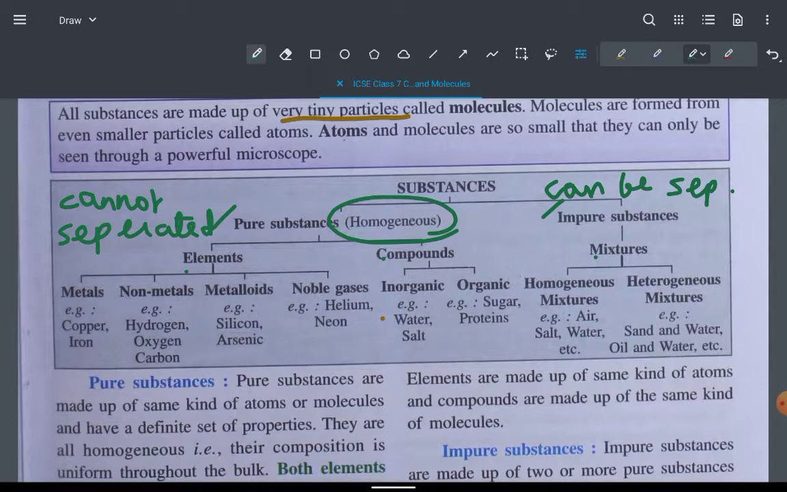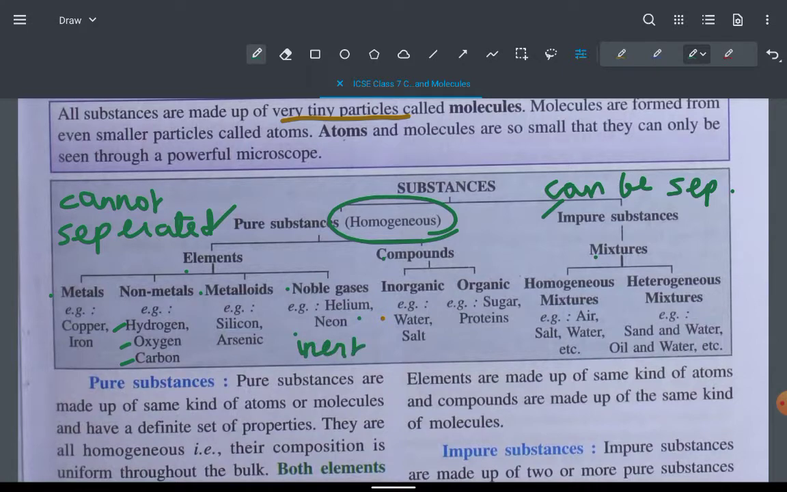So pure substances are elements and compounds. Elements are again of four types: metals, non-metals, metalloids, noble gases. Metals, what do they mean? What we call iron, copper, all these things. Non-metals are those that are not metals, such as plastic or atoms, for example hydrogen, oxygen, carbon, all of these. Metalloids are in the middle of metals and non-metals. Their examples are silicon and arsenic. Noble gases are those which are very inert. They do not combine. They are absolutely separate.